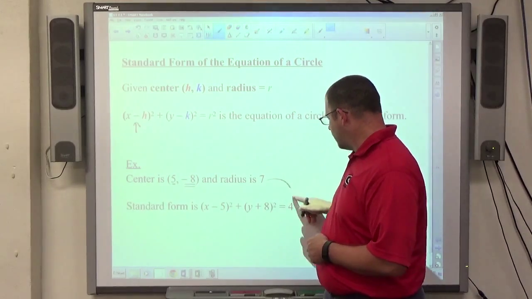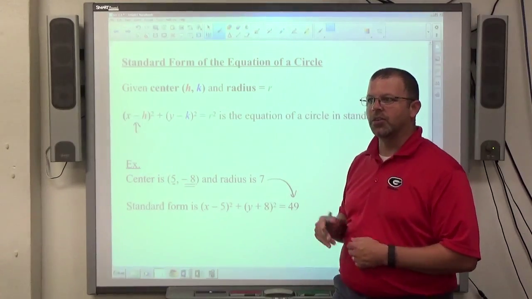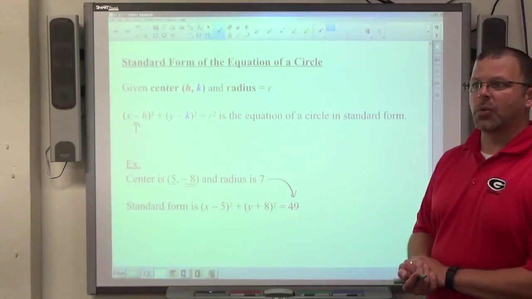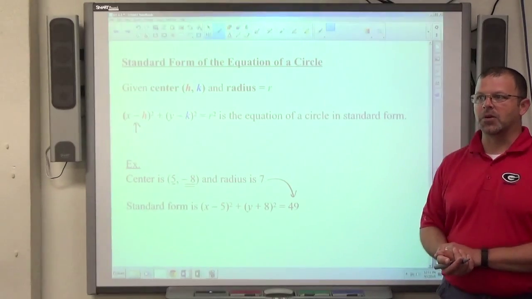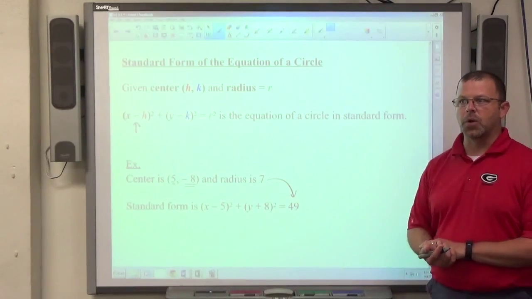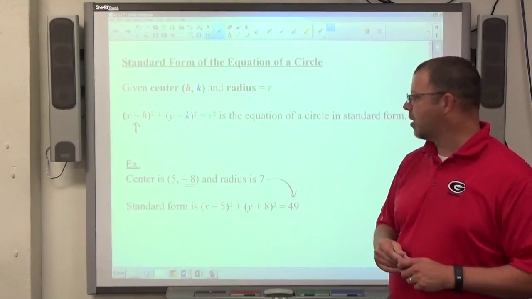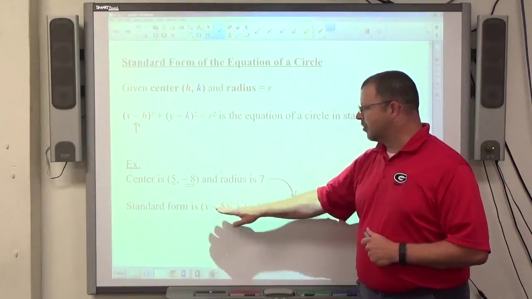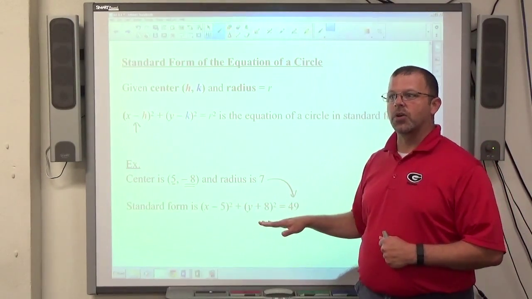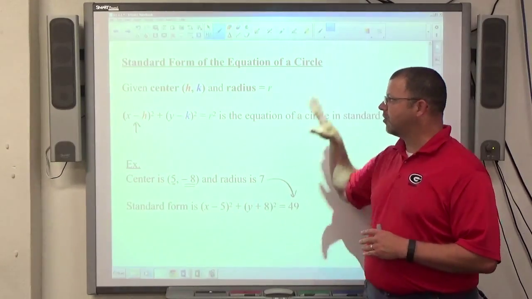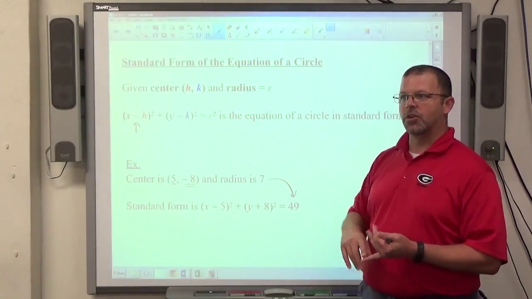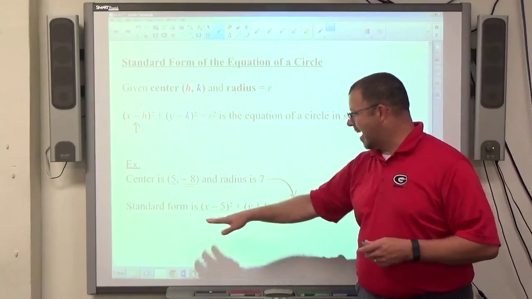And the radius is always squared. Whatever the radius is, square it. Sometimes the radius is a square root. You square a square root, you get a whole number. So even if you get a square root radius, it's not that big a deal in this problem. The key to this is the structure, and people write the structure incorrectly. So be careful. If it says to write the standard form of the equation of the circle with this center and this radius, it has to look like this.